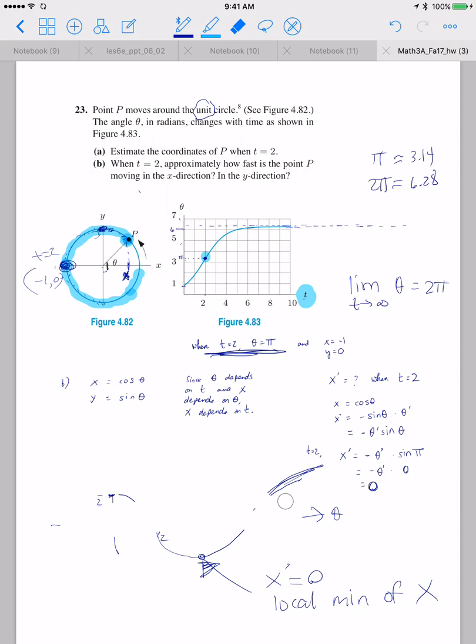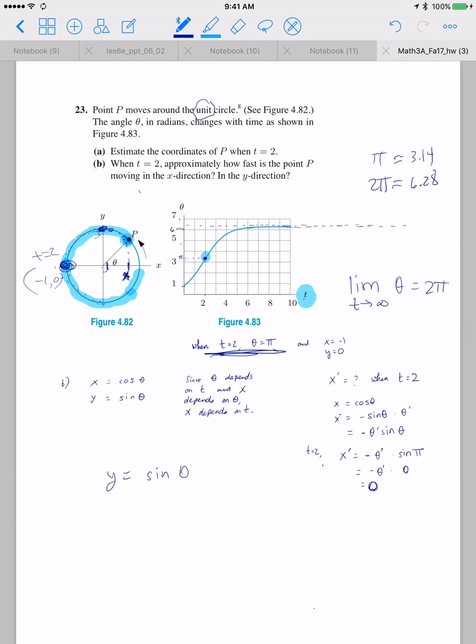Let's go back and do part B, or the second part of the question. It's very similar. For the second part, we're looking at y. So y is equal to sine theta, and we want to know y prime, so that's going to be cosine of theta times theta prime. So let's rewrite it: theta prime cosine theta. Okay, and when t equals 2, theta equals pi, so cosine of pi times theta prime equals, now what is cosine of pi? That'll be -1.